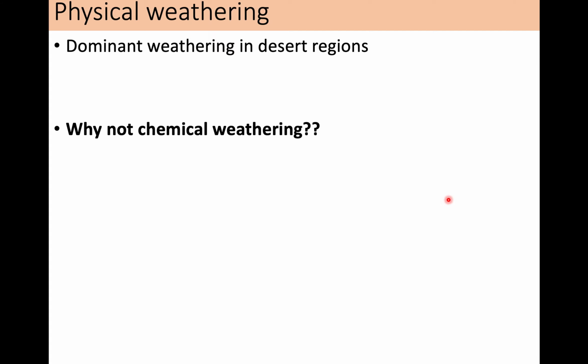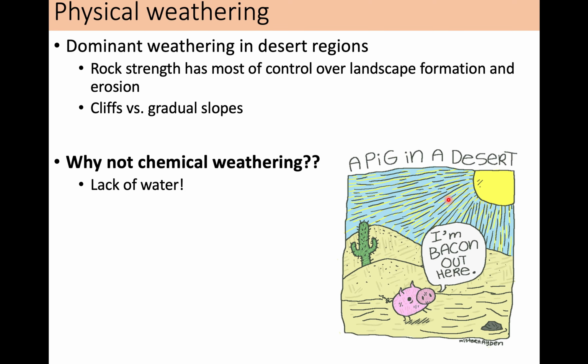So physical weathering is dominant in desert regions. So most of the weathering that occurs in desert regions is physical weathering. Why maybe would we not expect chemical weathering in deserts? We have a lot of physical weathering, but there's no chemical weathering. Why is that? It's because chemical weathering relies on water. So physical weathering is dominant, generally gravity and wind, not water. Wind will be the dominant cause of weathering.